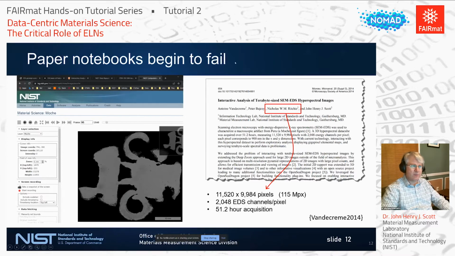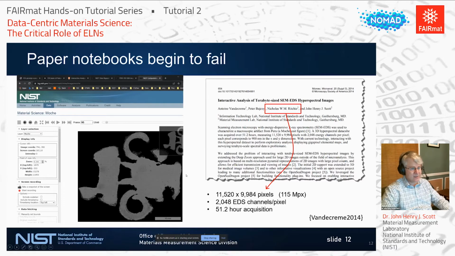There are other reasons why these notebooks have been failing, unrelated to the specialization. I show here an example of some work at NIST. This is work by Anton van der Krem and Peter Baiji in our Information Technology Lab, but most importantly, Nicholas Ritchie, one of my colleagues in the Material Measurement Science Division in MML, the Material Measurement Laboratory. Nicholas was the researcher who took this data set, and what you're looking at on the left is a metal figurine from a pre-Columbian ancient civilization in South America, the Moche civilization.